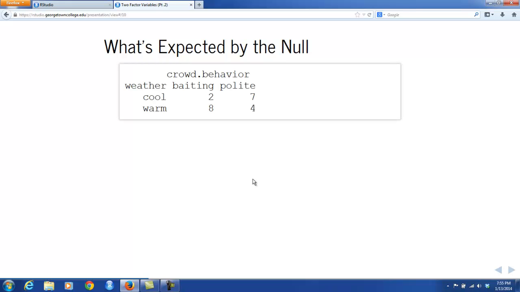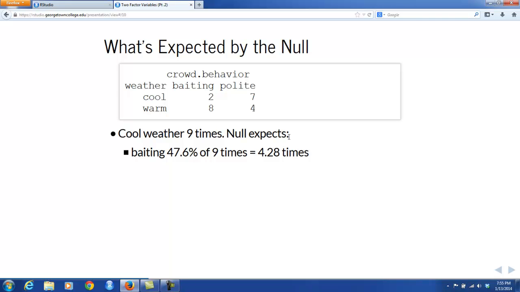Again, here's our two-way table. Notice that 9 times we had cool weather and 12 times we had warm weather. What kind of table would we expect to see if we had 21 incidents, 9 of which were in cool weather and 12 of which were in warm weather? Let's think it through. So we have cool weather 9 times. Now the null expects that about 47.6% of those 9 times the crowd will be baiting. If you pull out a calculator and take 47.6% of 9, you get about 4.28.